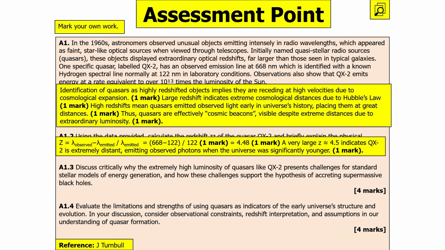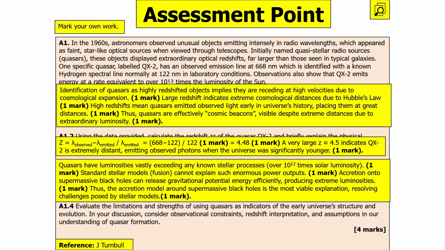We know z is equal to the change in lambda over lambda, which is going to be equal to 668 minus 122 over the lab standard 122, so it's 4.48. A very large z indicates it's extremely distant, emitting observed photons when the universe was significantly younger. Now, quasars have luminosities vastly exceeding any known stellar processes. Standard stellar models such as fusion can't explain such enormous power outputs.